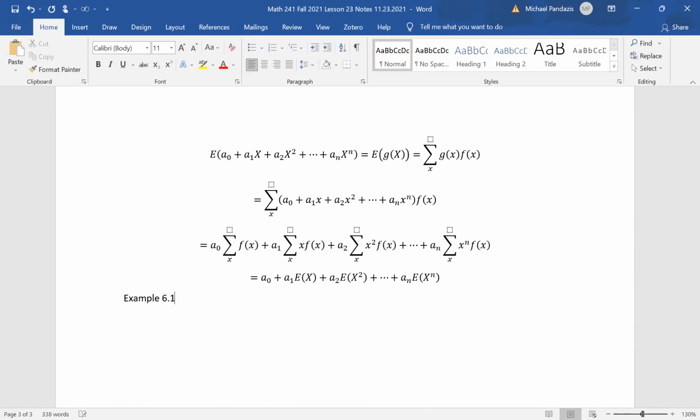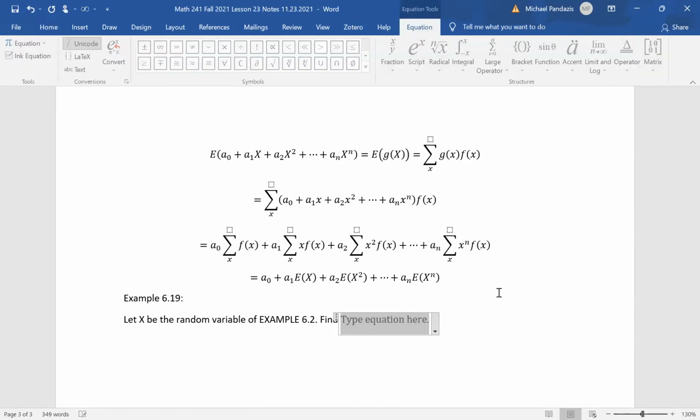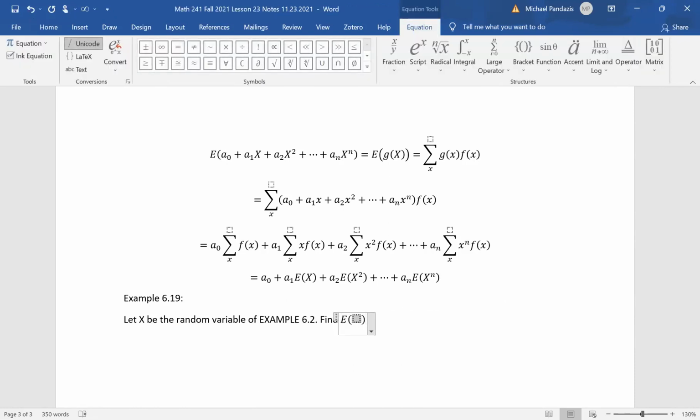In example 6.19, we let X be the random variable of example 6.2. Find the expected value of 3 minus 2x and the expected value of x plus 4x squared.